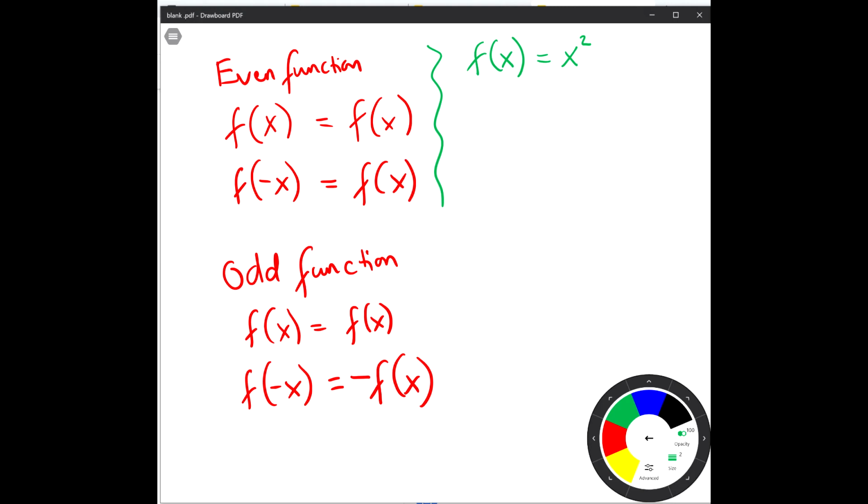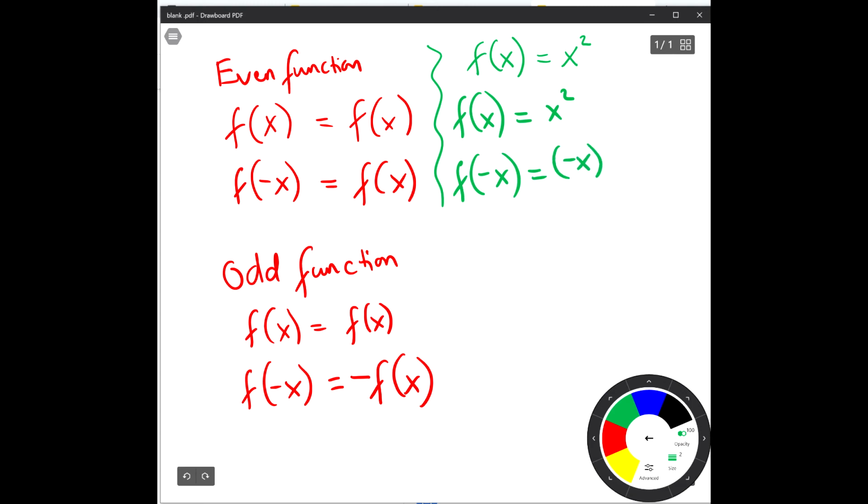So what I can do, I plug in f of x for the first one, and of course it will stay as x squared. And then I will try with f and with the opposite of x, and I plug it in, I get negative x, everything squared, it also gives me x squared. So these two are still the same as f of x. Therefore, this one is an even function.